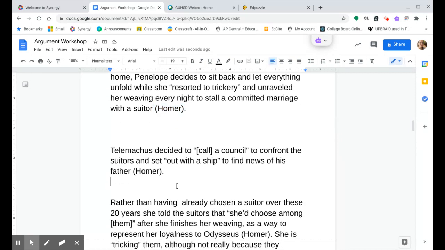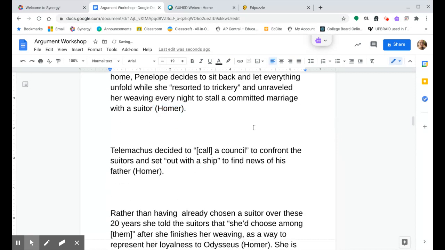Okay, let's look at this one. Telemachus decided to call a council to confront the suitors and set out with a ship to find news of his father. So we're probably looking for that he has changed, that he's more confident, that he's becoming confrontational. So, what do you think?